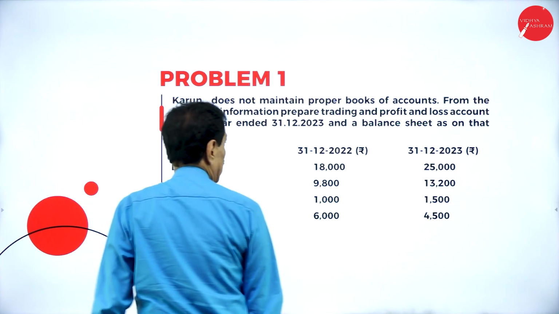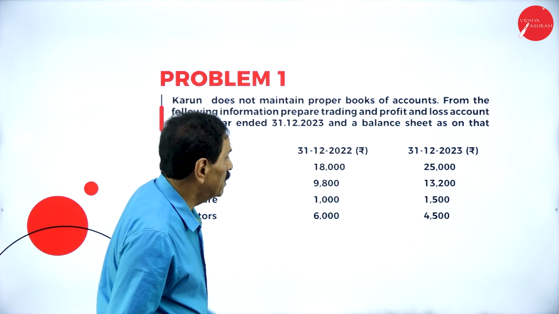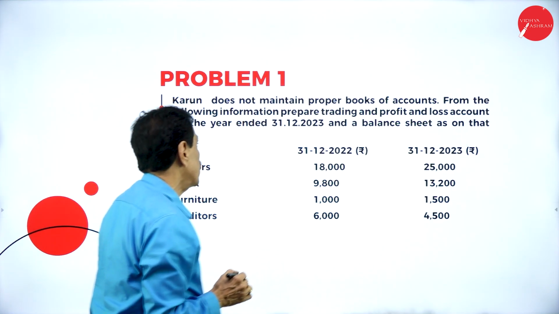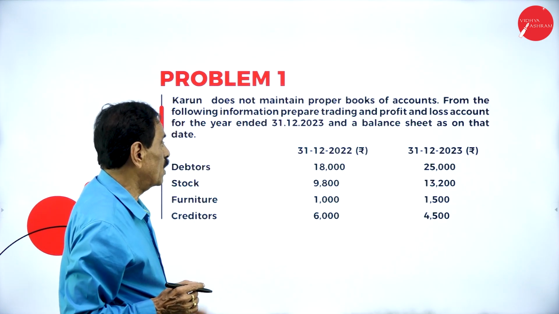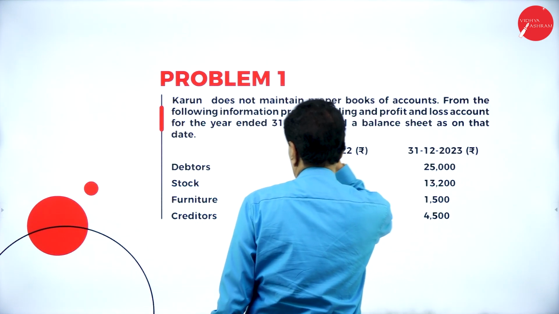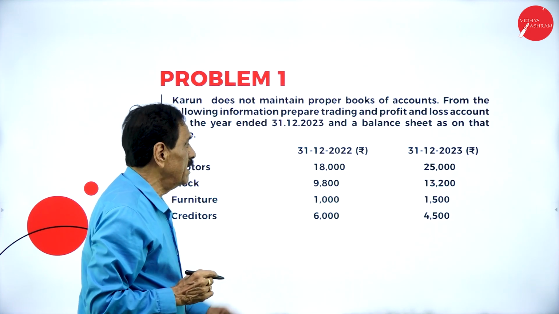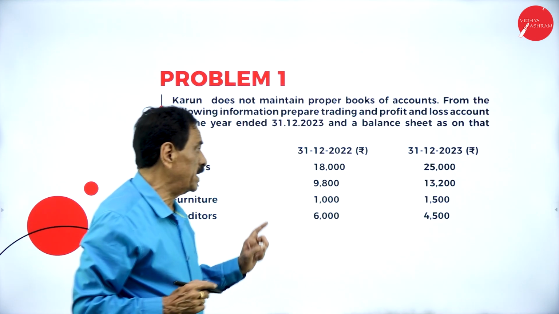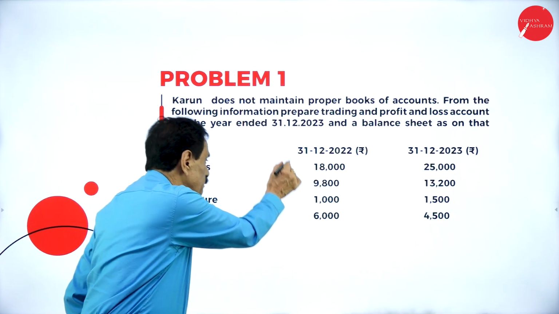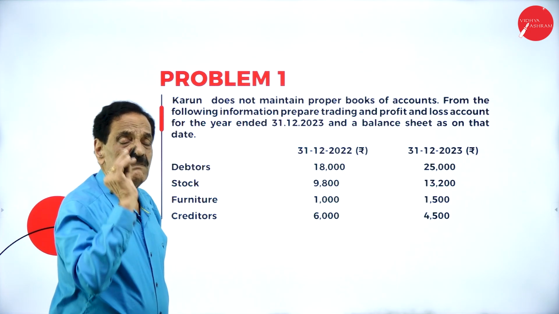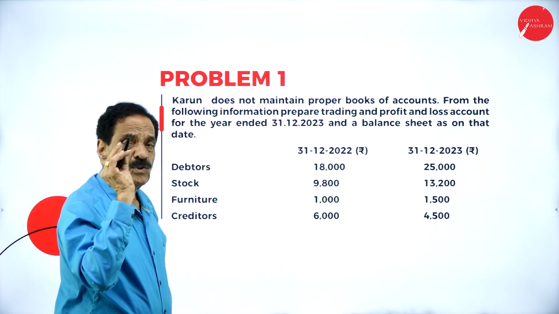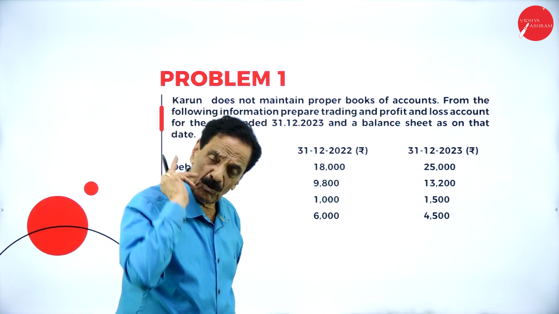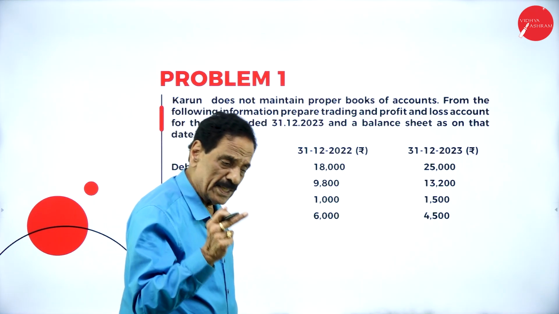Kern does not maintain proper books of accounts. From the following information, prepare a trading and profit and loss account for the year ended 31st December 2023 and a balance sheet as on that date. Here he has given 31st December 2022, which is nothing but 1/1/2023. When the opening balance is given, we mean that we have to prepare the opening statement of affairs to find out the capital. When the opening balance is given, you have to prepare a statement of affairs to find out the capital.